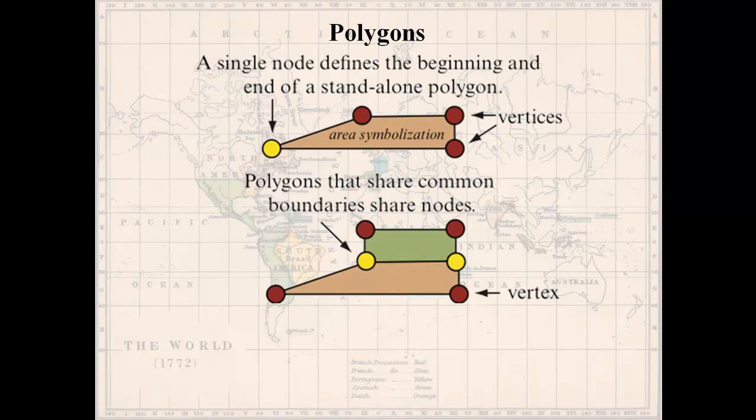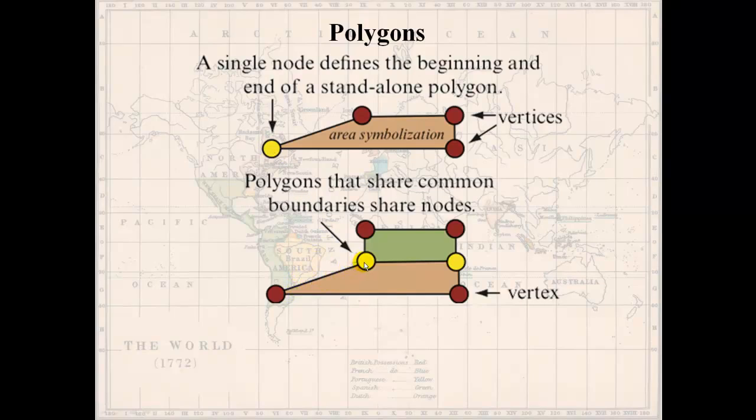Polygon. A polygon also appears to be made up of points, and it also has nodes and vertices. A polygon is basically a line that closes in on itself. So the starting point and the ending point of a polygon are the exact same location, and that's required. That's called closure. That's one of the characteristics of a polygon.